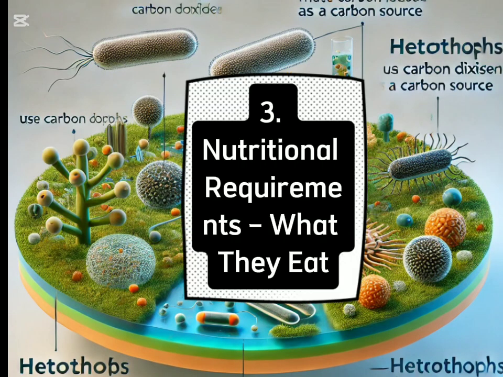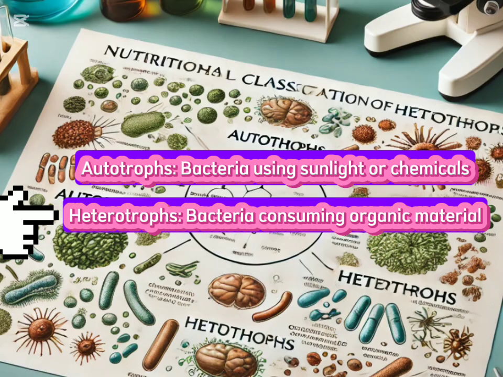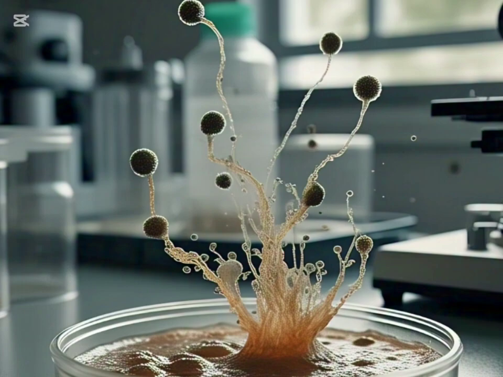Nutritional requirements. What do they eat? Bacteria have different ways of getting food. A. Autotrophs make their own food using carbon dioxide, like plants. B. Heterotrophs depend on organic materials. Basically, they eat what's available.